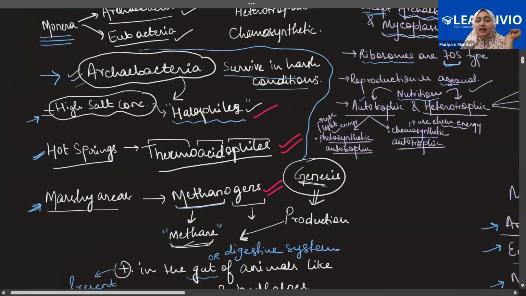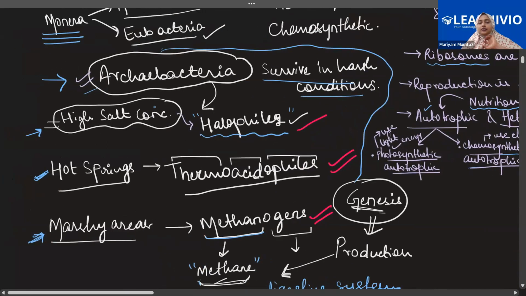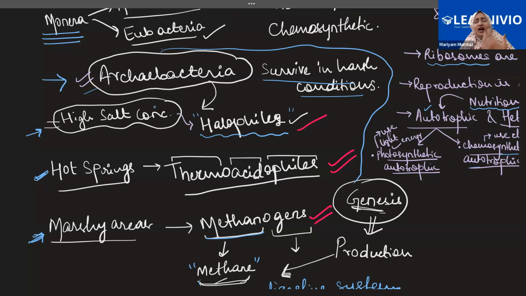Archaebacteria are unique because they do not have any cell wall present, which makes them survive in very harsh conditions. A normal cell, whether prokaryotic or eukaryotic, cannot survive in high salt concentration; the cell will burst. Archaebacteria can survive even in high salt concentration, and those members are called halophiles.